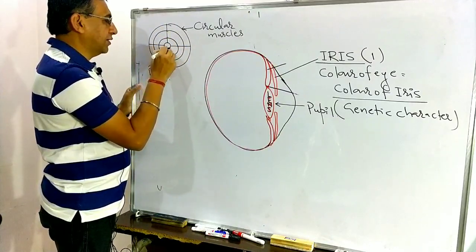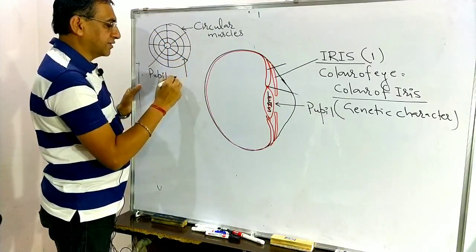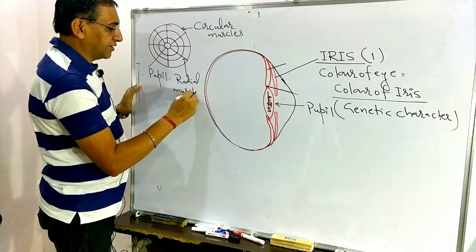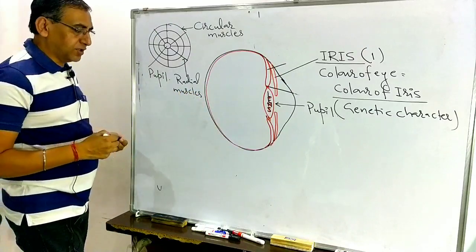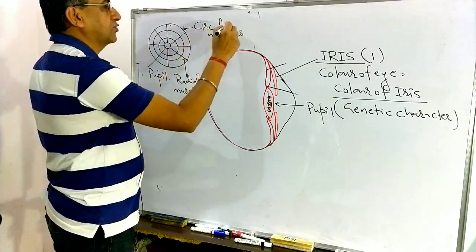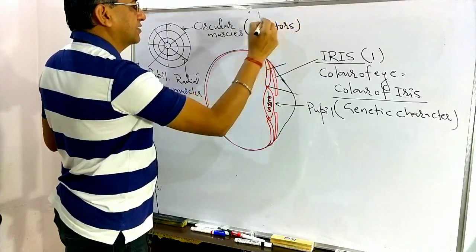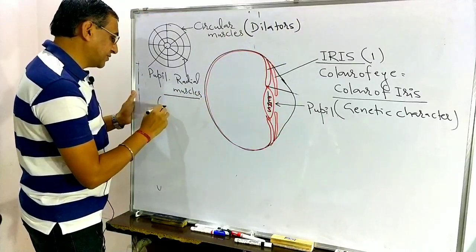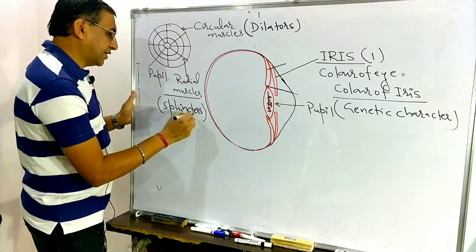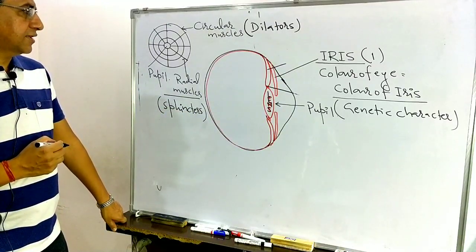So in the iris, two types of muscles are present. The first one is known as the circular muscle, and the second one is known as the radial muscles. Now here the circular muscles are dilators, whereas the radial muscles are sphincters. Circular muscles are dilators, they dilate, and the radial muscles are the sphincter.